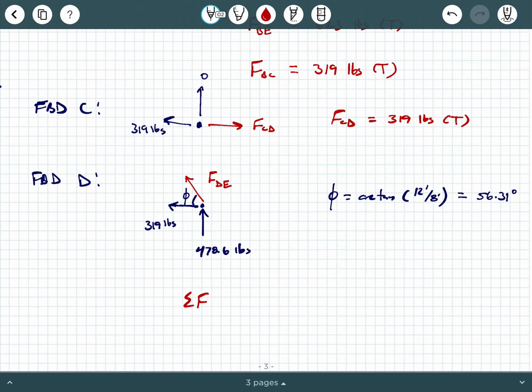I get 56.31 degrees. And then I'm going to say sum of the forces in the y direction equals 0. You could use sum of the forces in the x direction equals 0 too. It doesn't matter. Either one of these equilibrium equations at this point will get you FDE because you just have one unknown. So we would say FDE times the sine of 56.31 degrees plus 478.6 pounds equals 0.